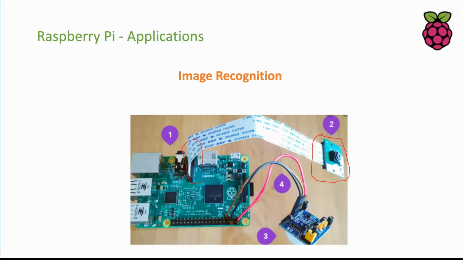Like that, you can also find out if any celebrities are recognized, right? If you show a picture of a celebrity like Bill Gates, it will identify that, hey, this image belongs to Bill Gates. So there are lots of cool projects which you can do with an image sensor.